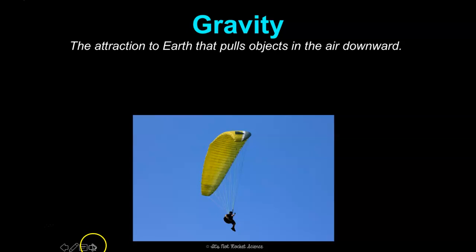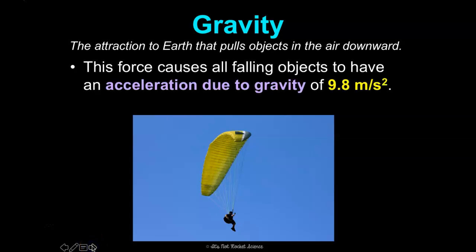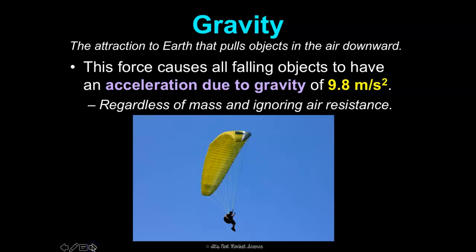And it's why we're getting pulled towards the Earth all the time and we don't go floating off into space. This force causes all falling objects to have an acceleration due to gravity of 9.8 meters per second squared. 9.8 meters per second squared is an important number, and it is the acceleration due to gravity always. So write that down somewhere because you will definitely use it later. And it doesn't matter how much mass something has, and that's also ignoring air resistance. Of course, air resistance would change some of that.